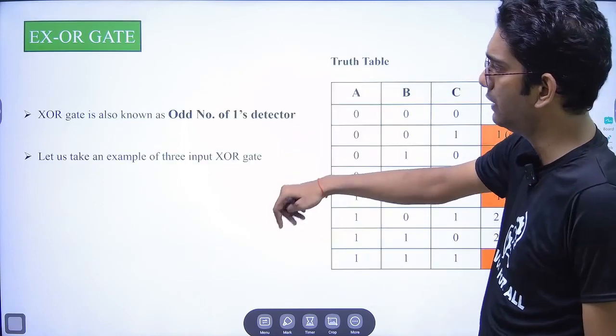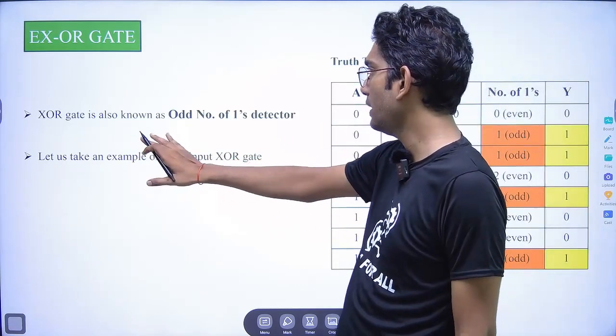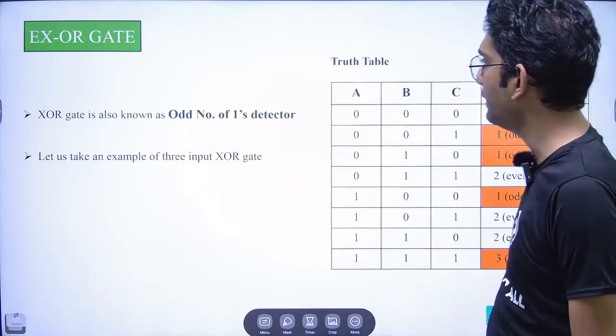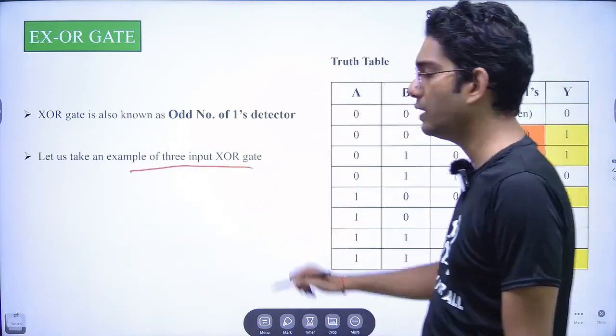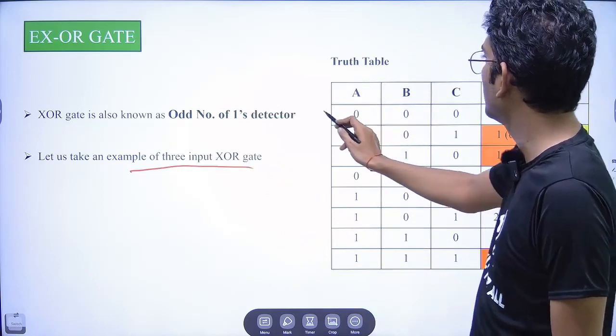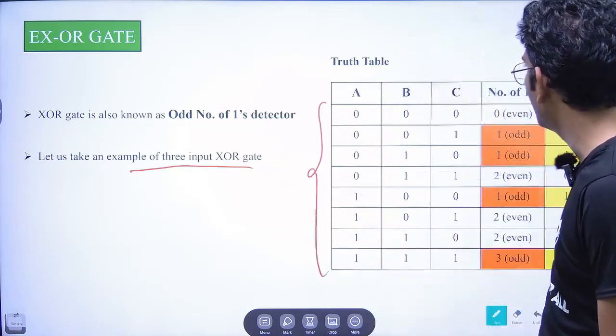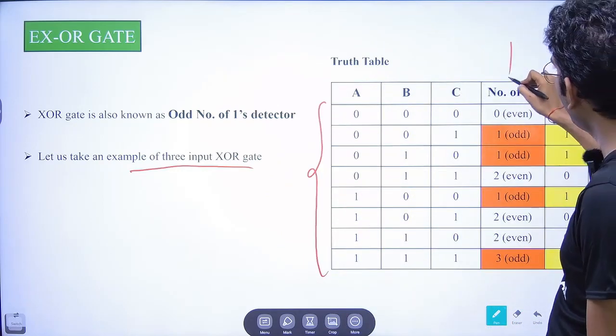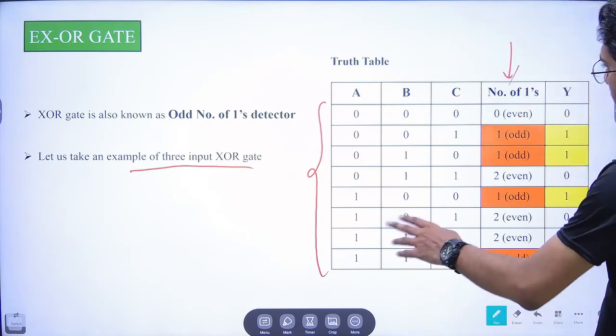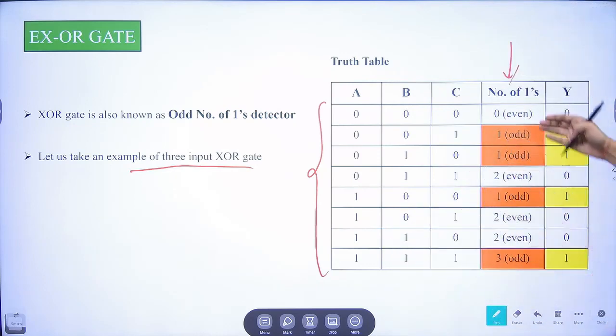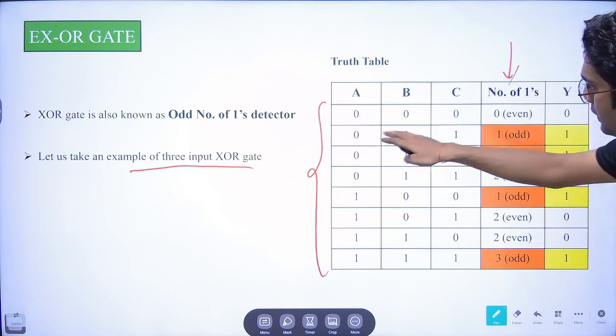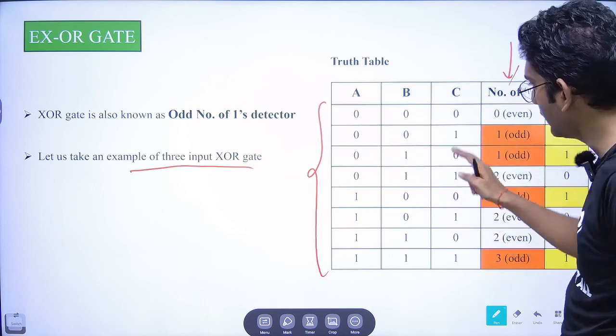Now coming to this slide, here the XOR gate is also known as the odd number of ones detector. Let us take an example of a 3 input XOR gate. Total 8 combinations are present. For better understanding, I have made a column where the number of ones is written, meaning how many ones are present in these combinations.